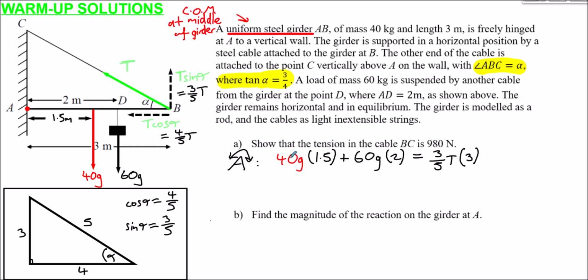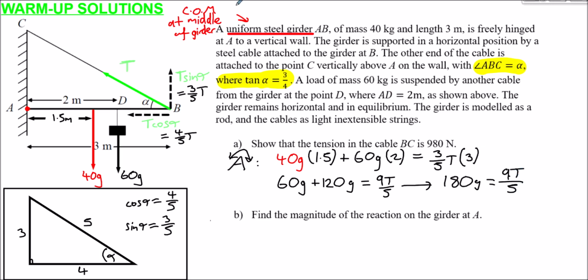So simplify, 40g times 1.5 is 60g. 60g multiplied by 2 is 120g. And 3/5 times 3, of course, is 9/5. So that's going to give us 9/5 T, or I can call it 9T over 5. Doesn't particularly matter. So, next up, 60g plus 120g is 180g. Gives us 9T over 5.